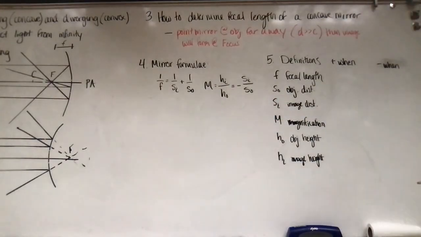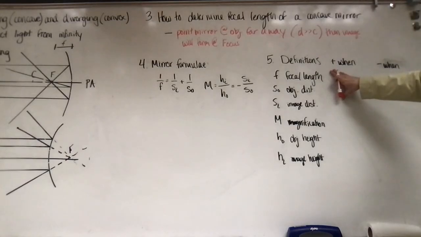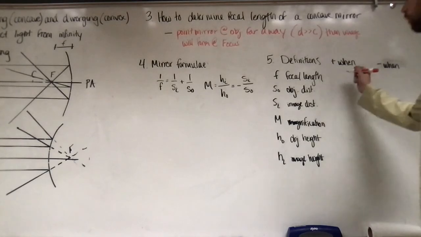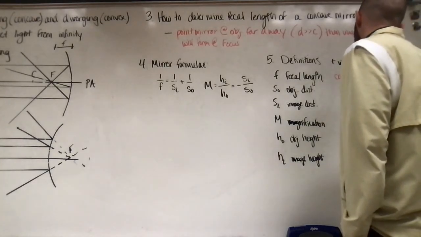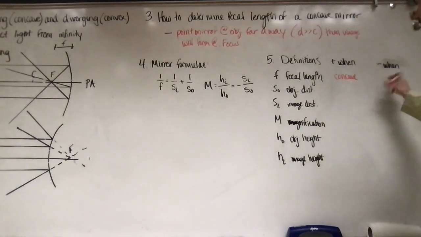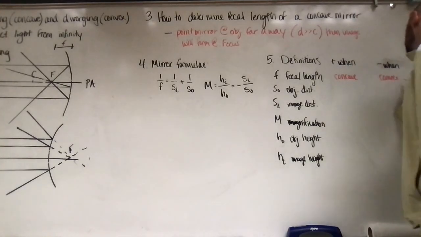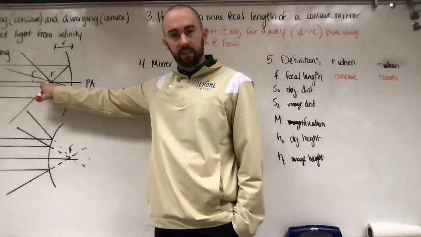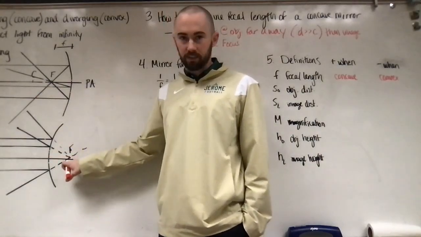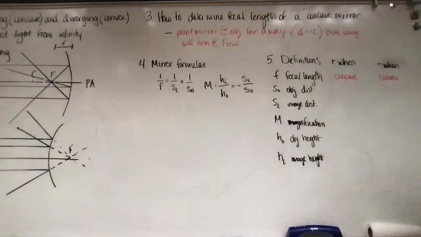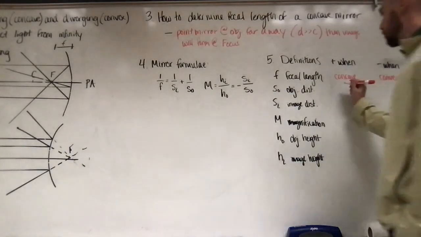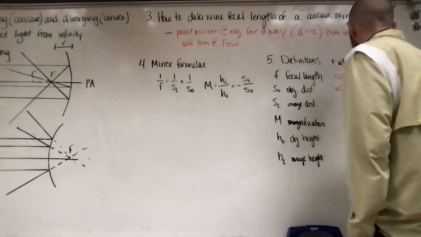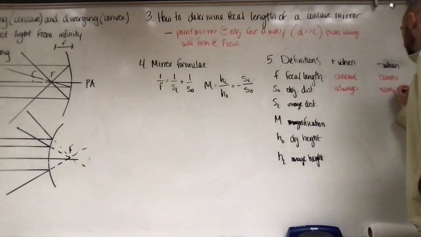So let's take a look over here. Here are our definitions of the different variables. Focal length is positive when we have a concave mirror, and it's negative when we have a convex mirror. Just like we saw before, our focal length is on the positive side, same side as the object, here on the opposite side of the object, and so it's going to be negative. Our object distance is always going to be positive because that's just how we define it. It's the side that it's on, and then it's never negative.